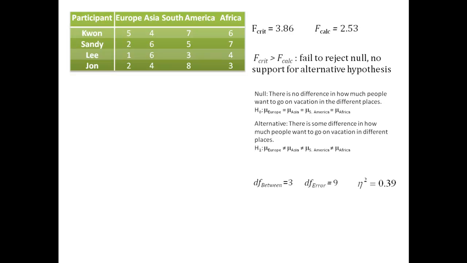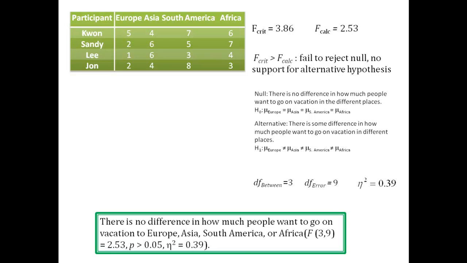Here's all the other information that we need to write up our APA style report. And this is what a sentence would look like. And that is how you calculate a one-way within subjects ANOVA.